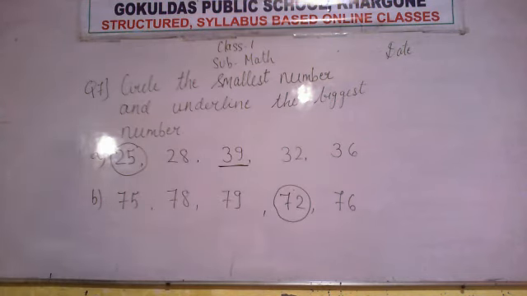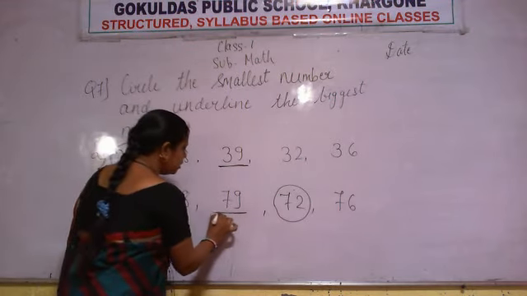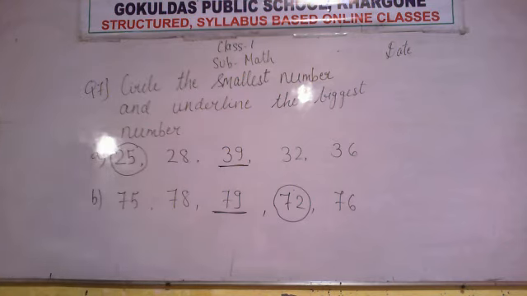Now the biggest number. Which is the biggest number? The biggest number is 79. So mark the number 79. These two questions are given in the book.